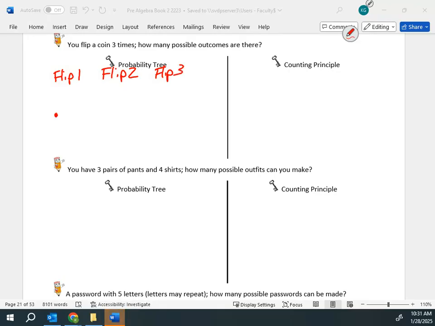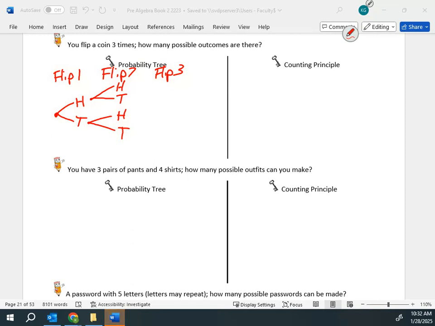So for our flip 1, what 2 outcomes could we have? Christina? Heads or tails. Right, so flip 1, you could get a heads or tails. Then for flip 2, if we got a heads for the first one, how many options are there for this one? Heads or tails again, right? So we would have heads or tails. And then if we had flipped a tails first, again, we would have heads or tails.